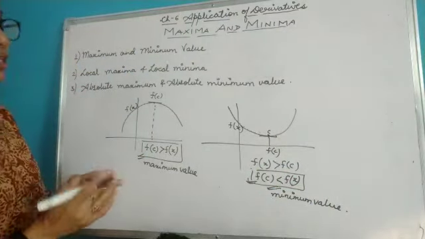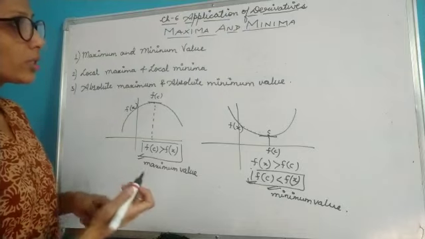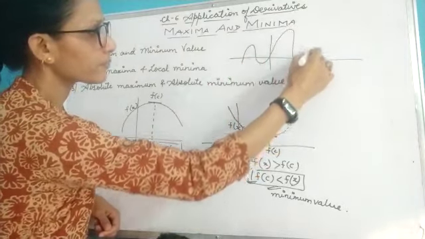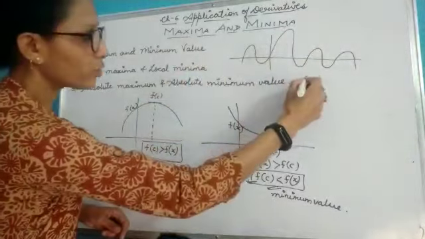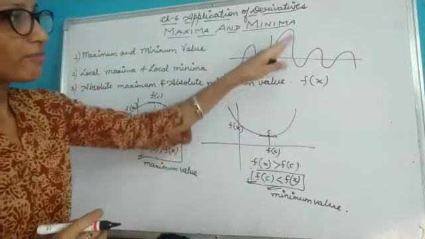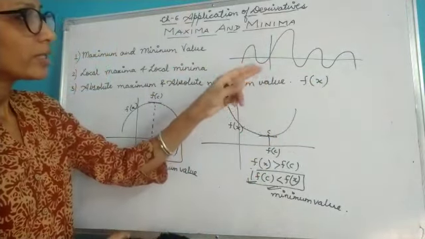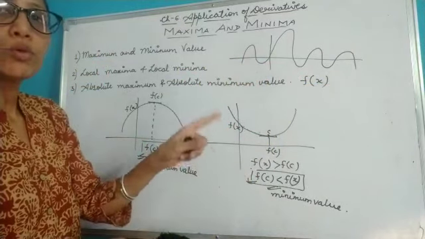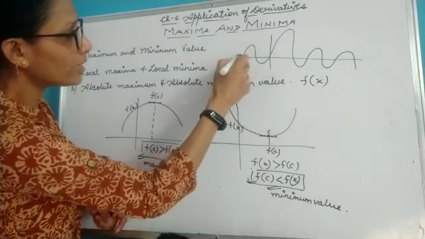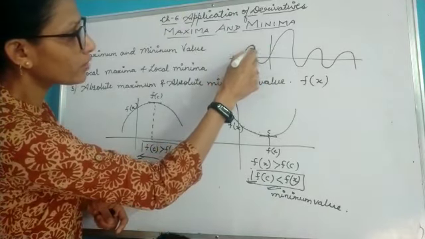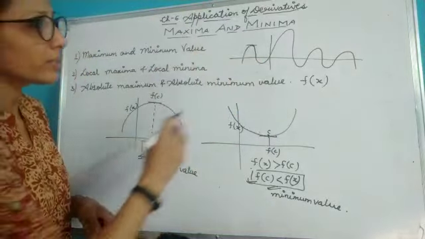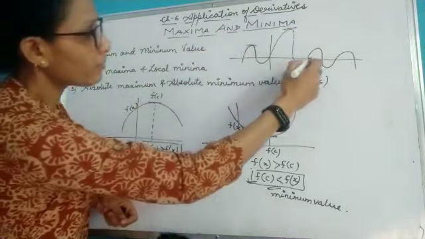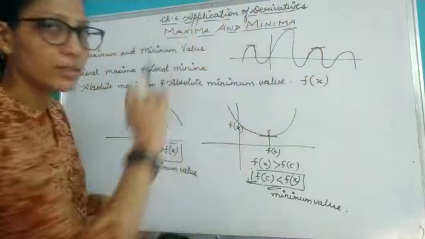Let me explain to you what is local maxima and local minima. Children, if I have a curve like this, the graphic representation of a given function, then here we can have more than one maximum value and more than one minimum value. If I just study this part of the curve, then I will be getting a maximum value over here. If I am reading this part of the curve, then the maximum value is here. If I am reading this part, then I am having the maximum value here.